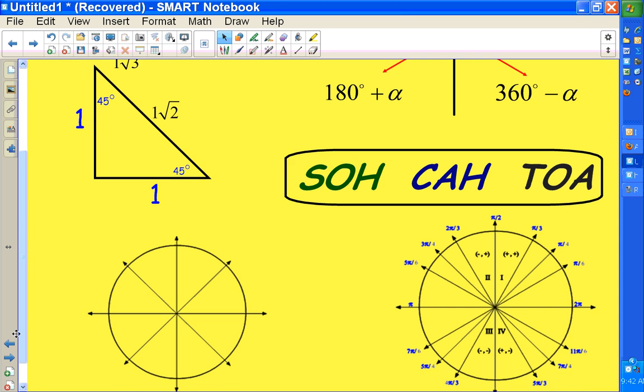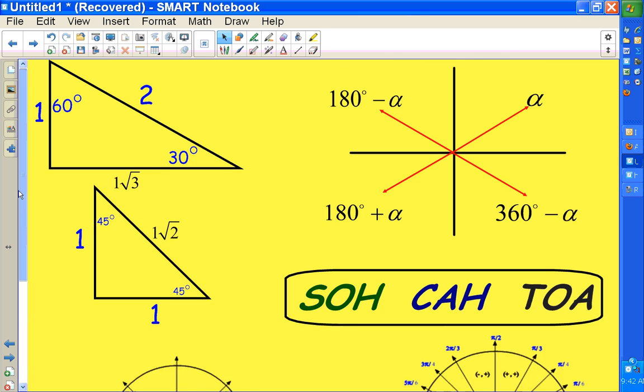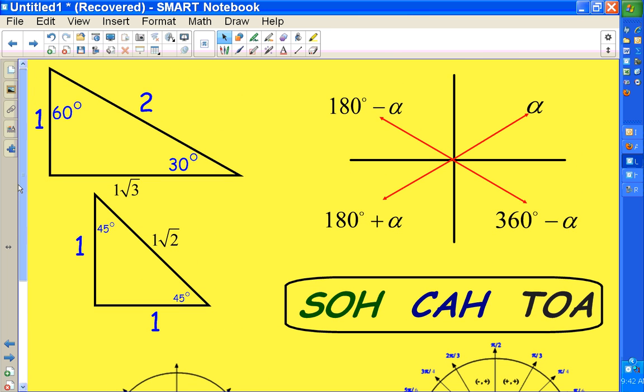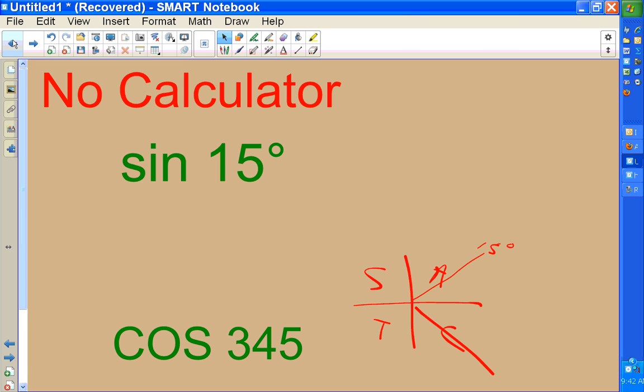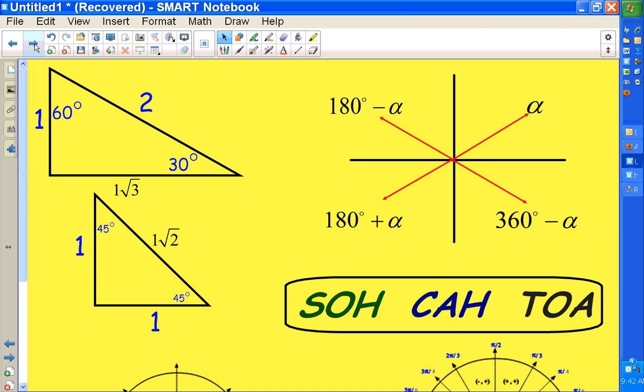Okay, so the radian measurements you probably already have. You probably already have the triangles, and we still can't find the sine of 15 degrees, without a calculator.